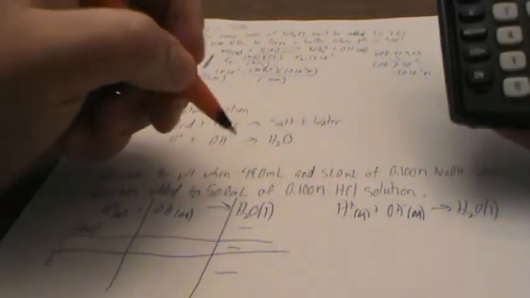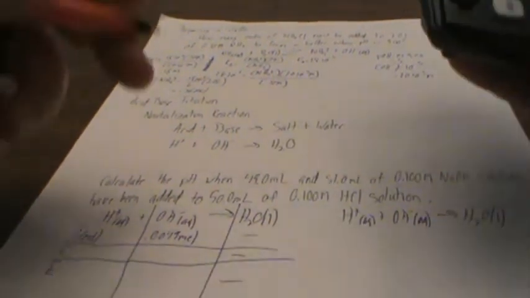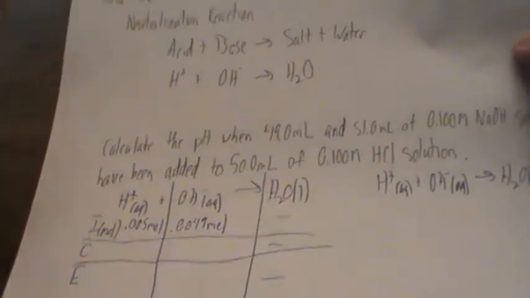Well, in this one we are going with the 49 milliliters of sodium hydroxide. So if we take our concentration, 0.1, times our volume, 0.049, we have 0.0049 moles. Now for the hydrogen, 0.1 times 0.05, we have 0.0051. And since they are neutralizing, they are going to be canceling one another out. So our change is going to be negative.